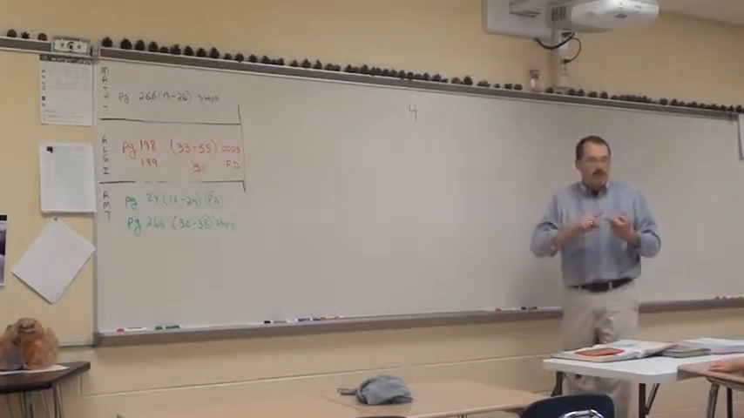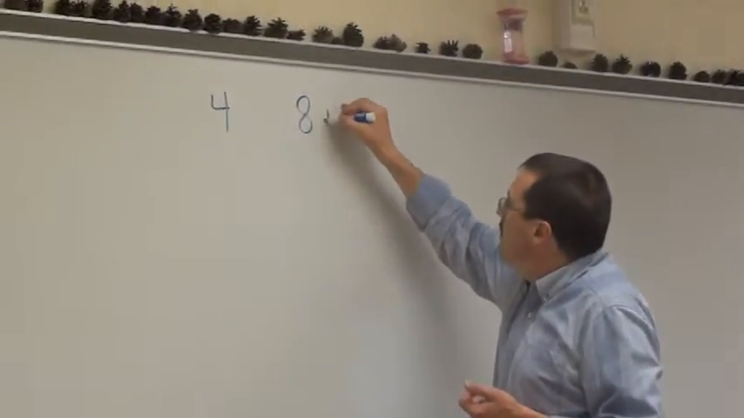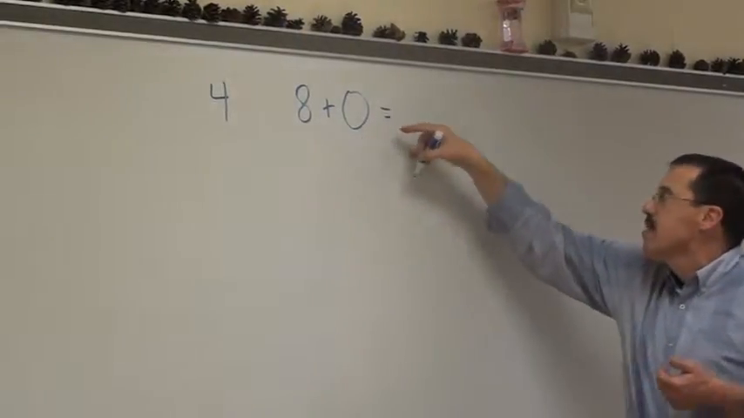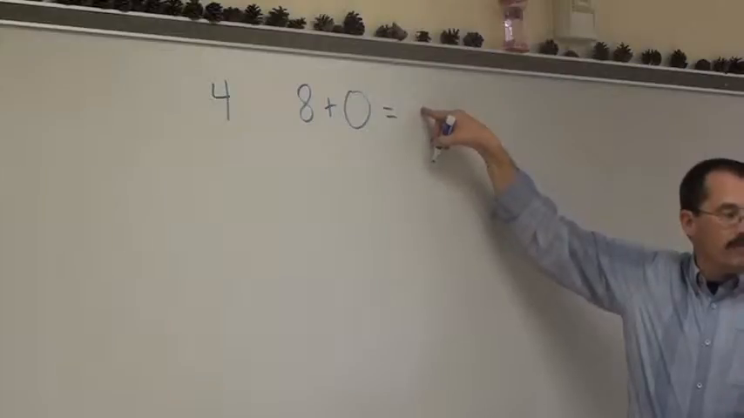Alright, number 4 for our properties is this. It says that 8 plus 0, make a big 0 here, equals what? What does 8 plus 0 equal? 8. It equals 8.